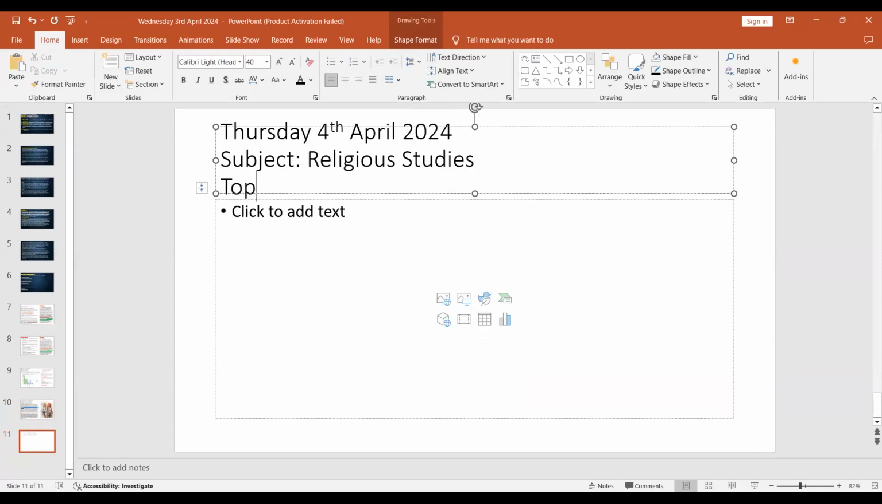Topic is definitely, what are we doing for religious? Religious, the last time we did the stoning of somebody. Somebody got stoned. Can anyone remember? Say it again. Stephen, very good. Stephen got stoned, right?